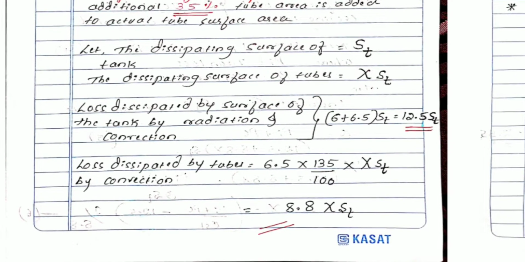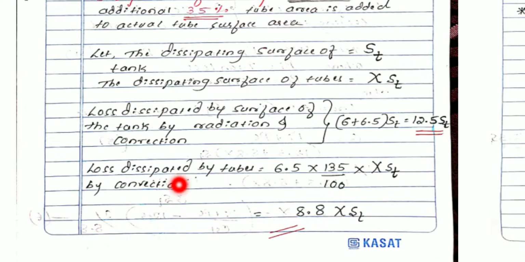Next, I would like to take only the convection process. This was all together radiation as well as convection. But next I need only the heat dissipating area that is going to be improved with the help of the convection process. How is it going to be improved? By taking an additional 35% of the tube area, which is added to the actual tube surface area. So first let me consider the loss dissipated by the tubes by the convection process. Convection means how much? 6.5%, I have taken 6.5 here.